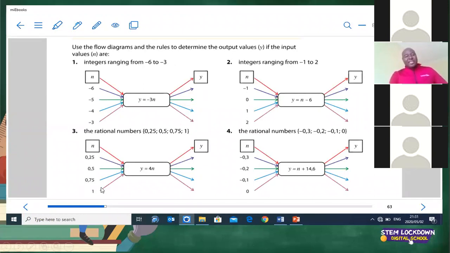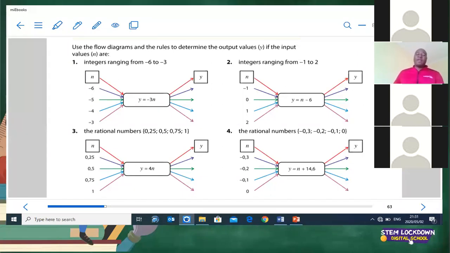And to find the third one there, you can see that the rational numbers are given. Those are decimal fractions, 0.25, 0.5, 0.75, and 1. Now the rule is y is equal to 4n. We use this rule together with the input values in order to find the output values.